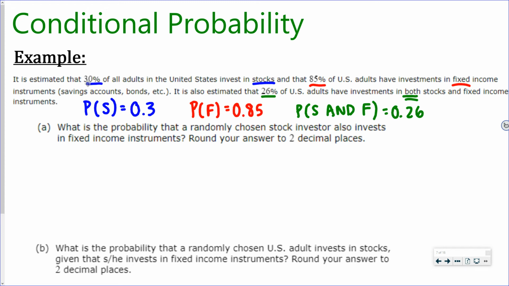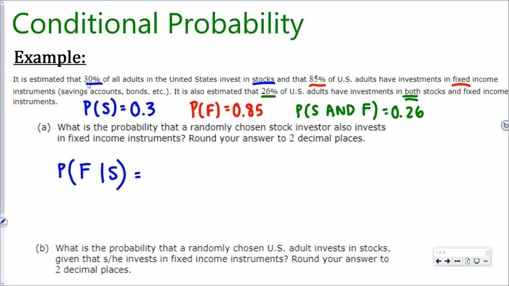So here's kind of the notation. What's the probability, given that the person chosen is a stock investor, so the given always comes second. So we know he's a stock investor. What's the probability that they also have a fixed income instrument? It's not just that 0.26 number. It's this condition. What's the probability that we know it's a stock investor, also does a fixed income?